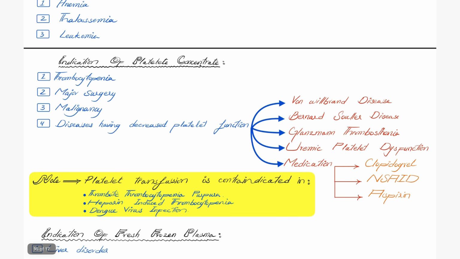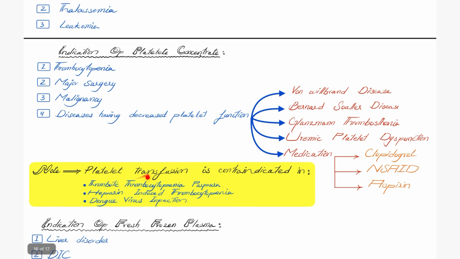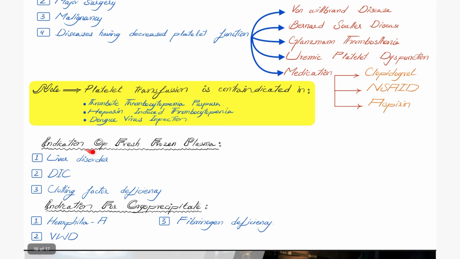There are some conditions where transfusion of platelets is contraindicated, like thrombotic thrombocytopenic purpura, heparin-induced thrombocytopenia, or dengue virus infection. The indications of fresh frozen plasma are liver disease, disseminated intravascular coagulation, and clotting factor deficiency. And the indications for cryoprecipitate are hemophilia A, von Willebrand disease, and fibrinogen deficiency.